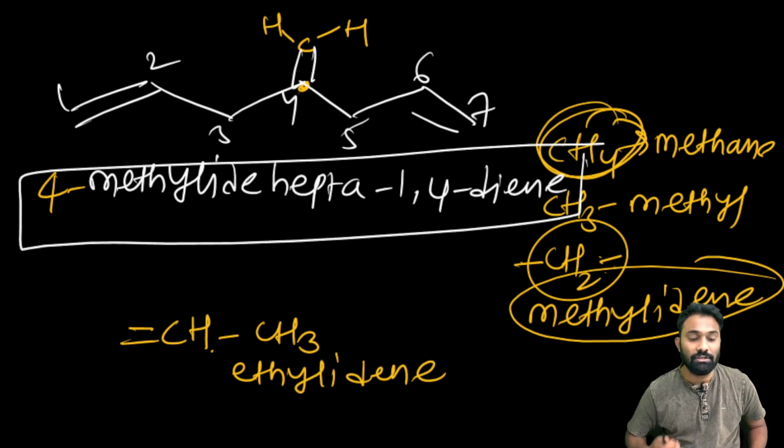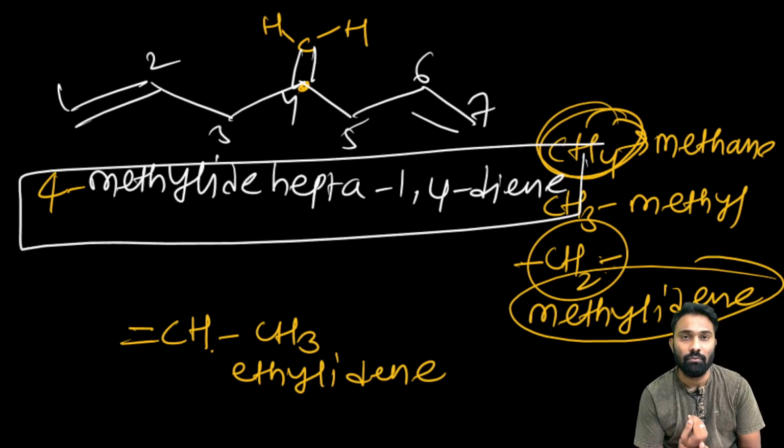Clear? In this manner we have to give the naming. Already we have seen how to write the IUPAC name for alkene, alkyne, and cycloalkane. In the next lecture we are going to see how to write the IUPAC name for the functional group, followed by multiple functional groups, then followed by the aromatic ring. Okay? See you in the next lecture.